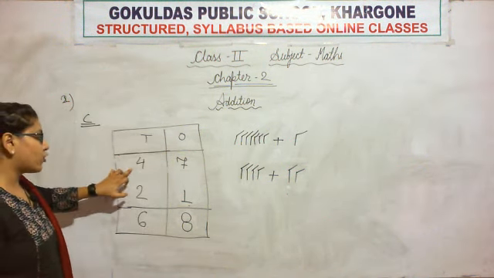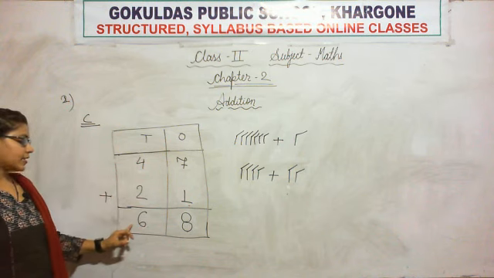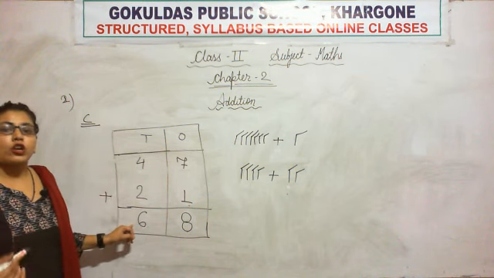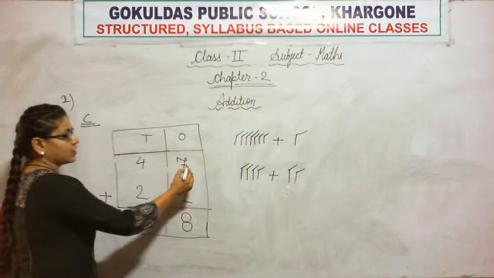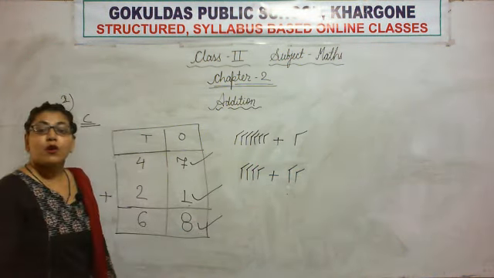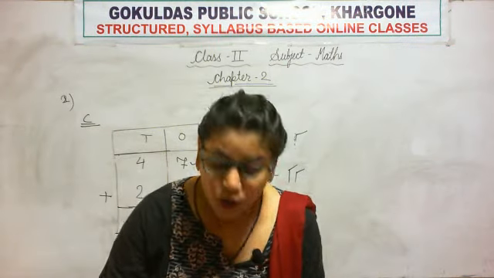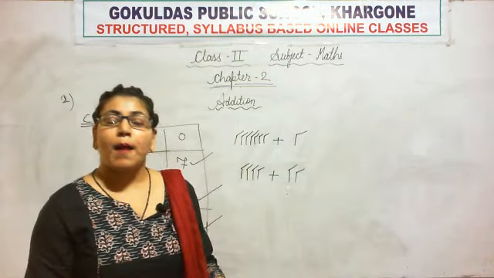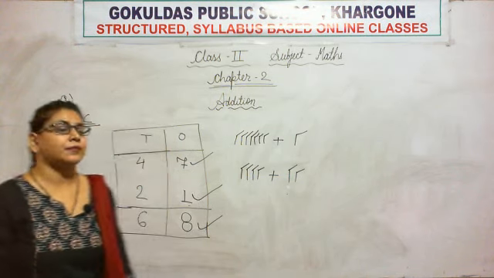So when we add 47 and 21, the answer, or sum, or total will be 68. This is the first addend, this is the second addend, and this is our sum or total. Now you can do part D on your own.